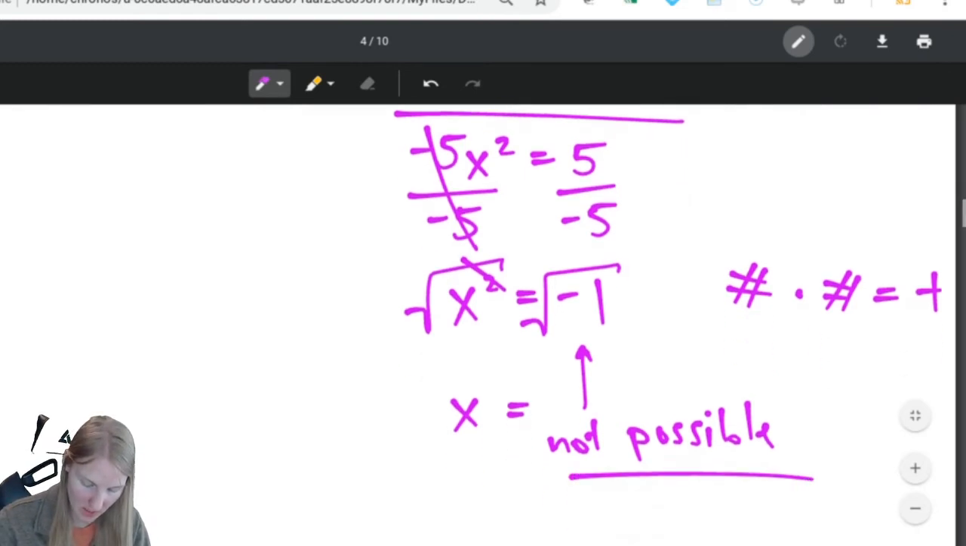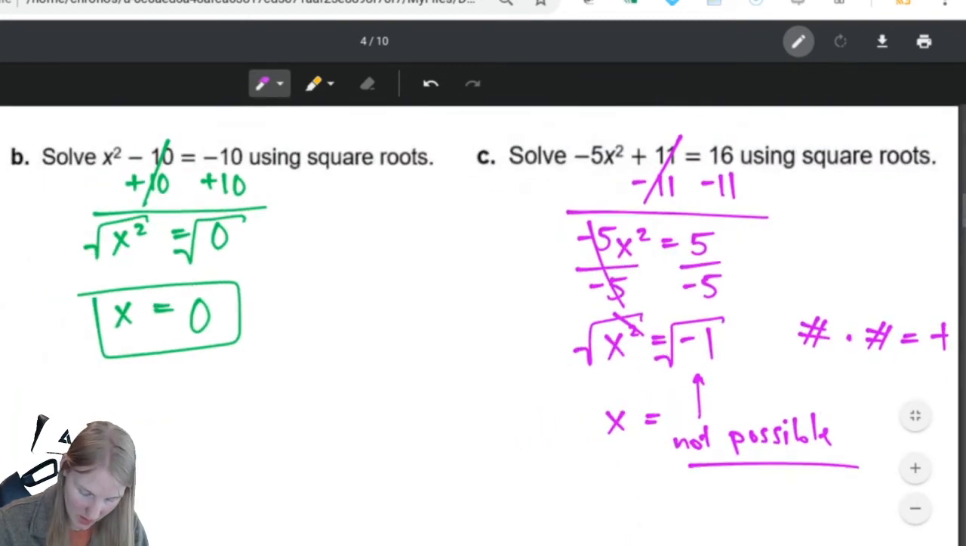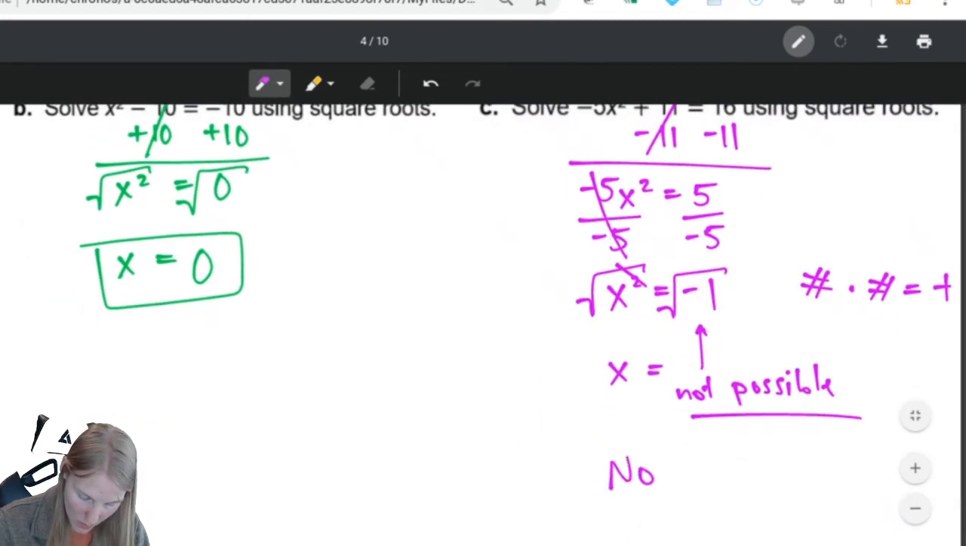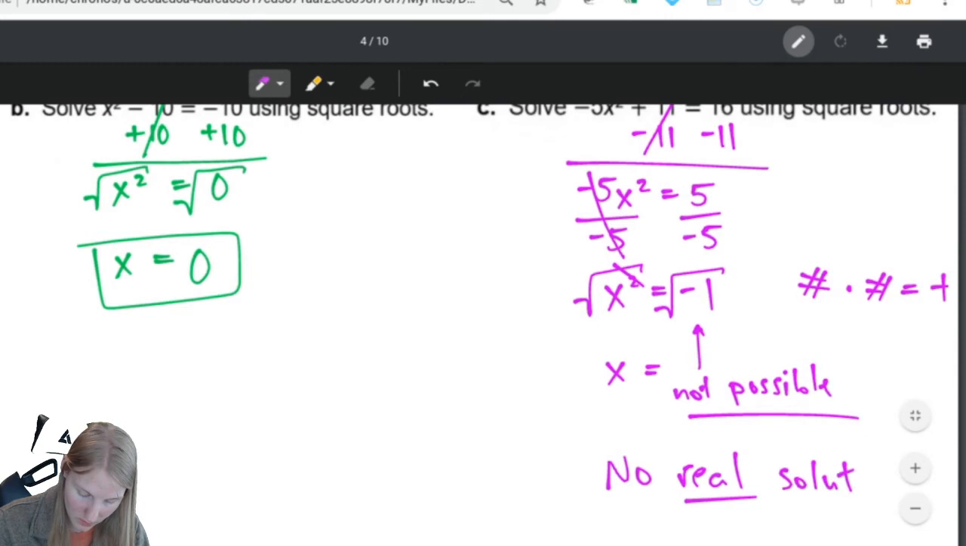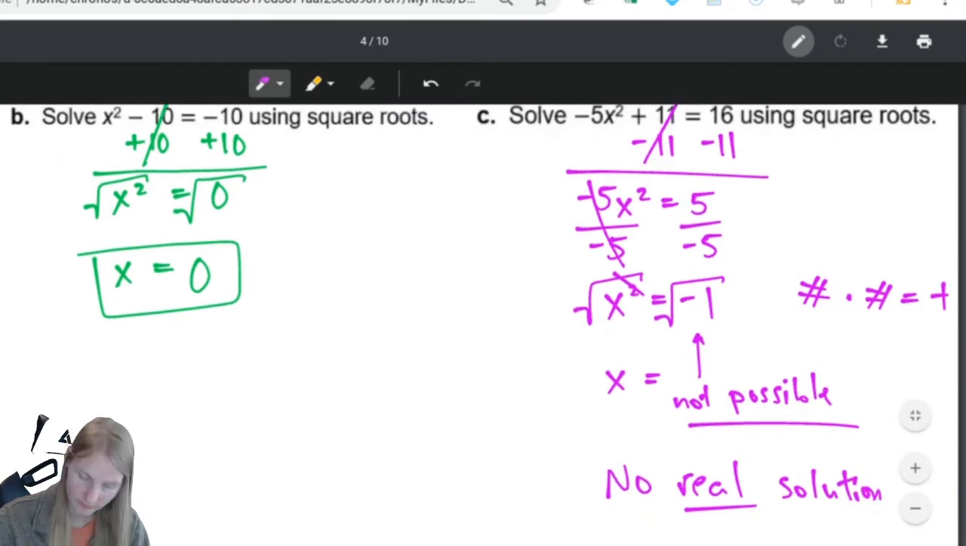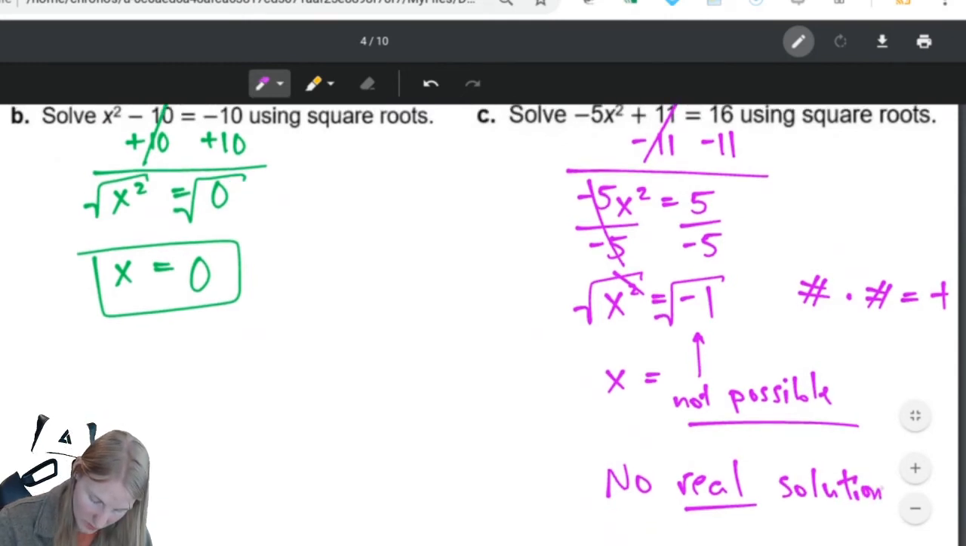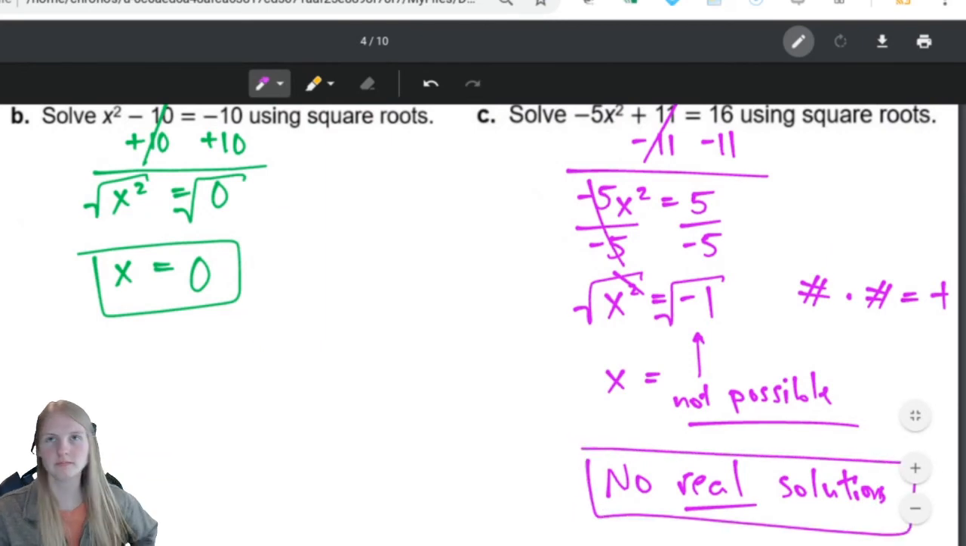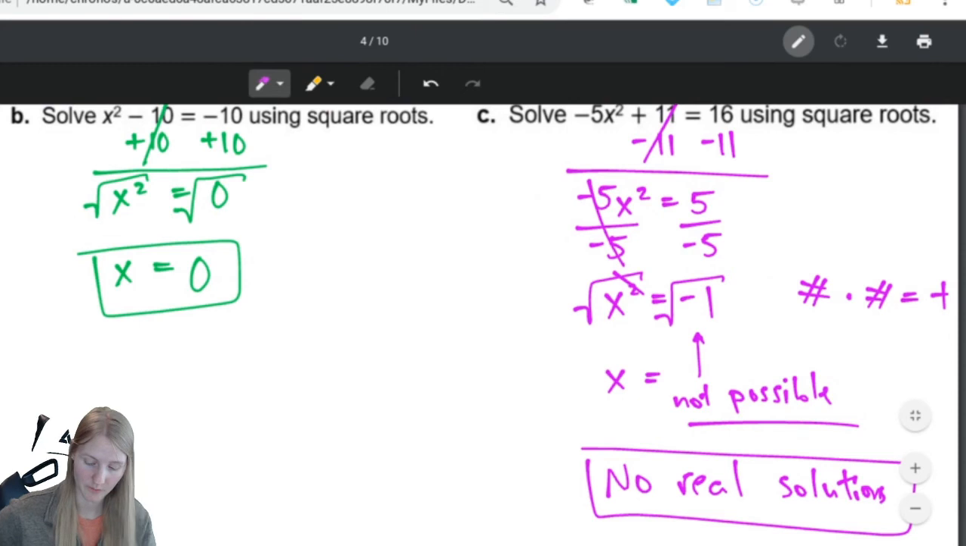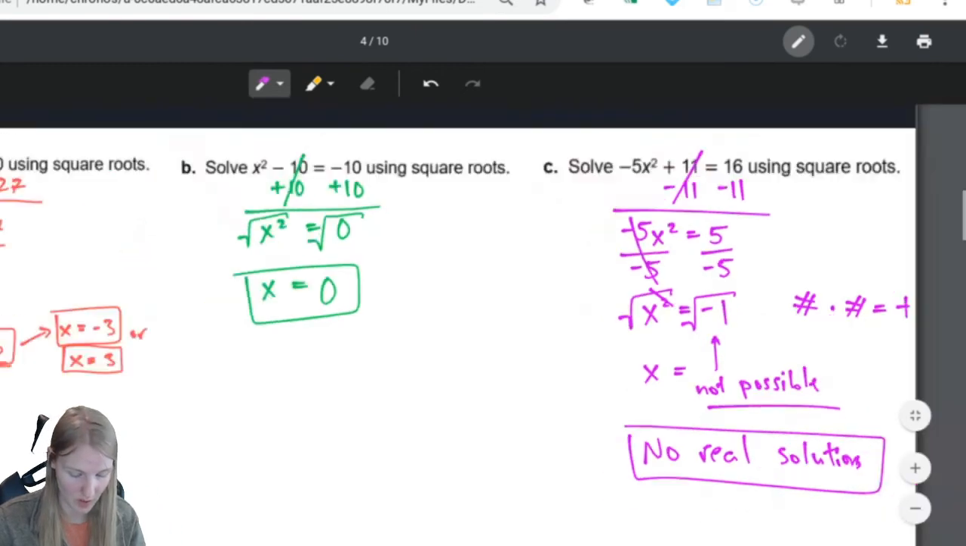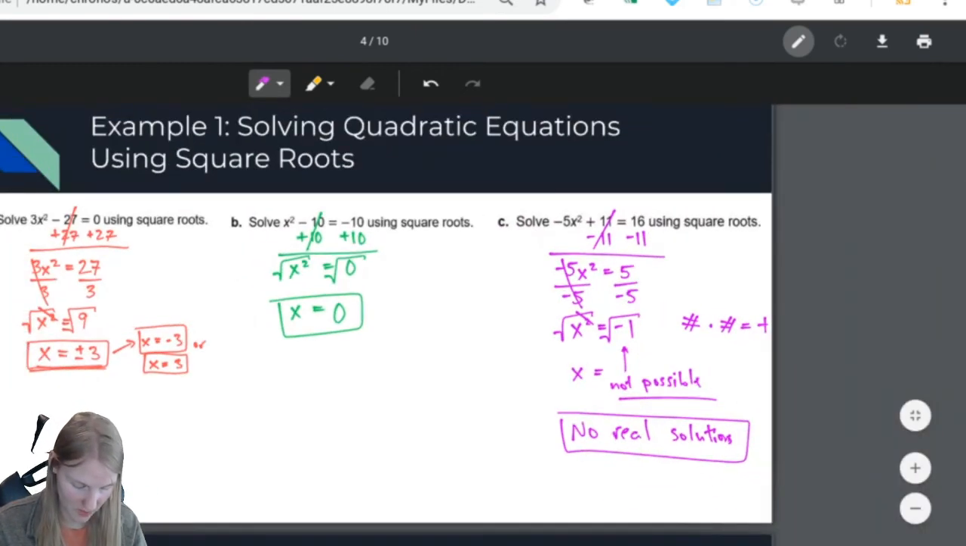So what we say is, remember, because we're in the real world, no real solution. Come on, put the S there. There we go. We say no real solutions. There are complex solutions, not real solutions. Okay, alrighty. So, there are your first 3 examples.